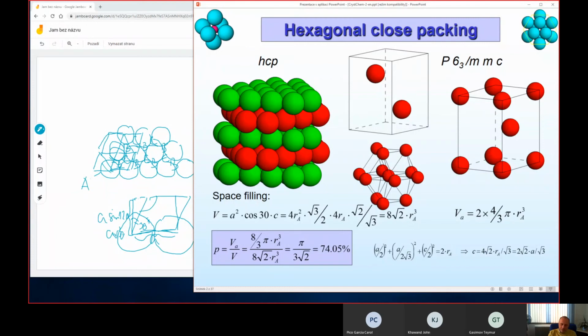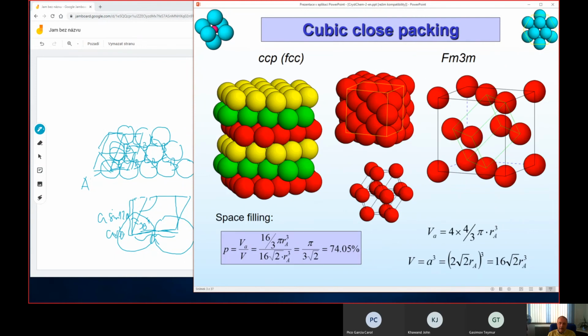And no wonder that if we go to another arrangement of close packing, which is the cubic close packing, we obtain the same filling factor. The difference between the hexagonal and the cubic close packing is just the sequence of the layers, which is A, B, and then we use the third position, C, as the third layer, and then we repeat this sequence A, B, C.